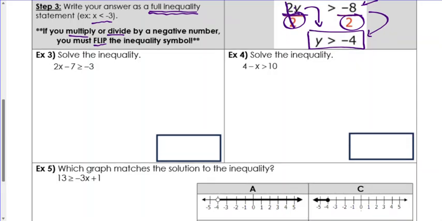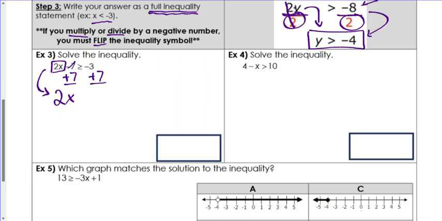Let's try example 3 first. So my first thing is just box that 2x. It's really just to show that I'm going to keep that intact for right now. That's going to come down, and I'll deal with that a little bit later. For right now, I'm going to cancel out that minus 7. That's my first step. Canceling out the minus 7, I'm going to plus 7 on both sides.